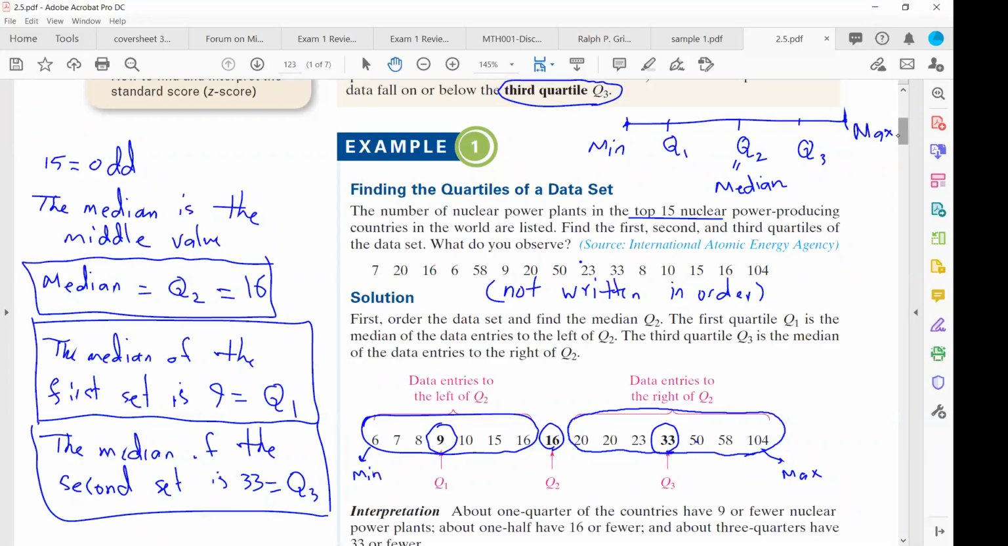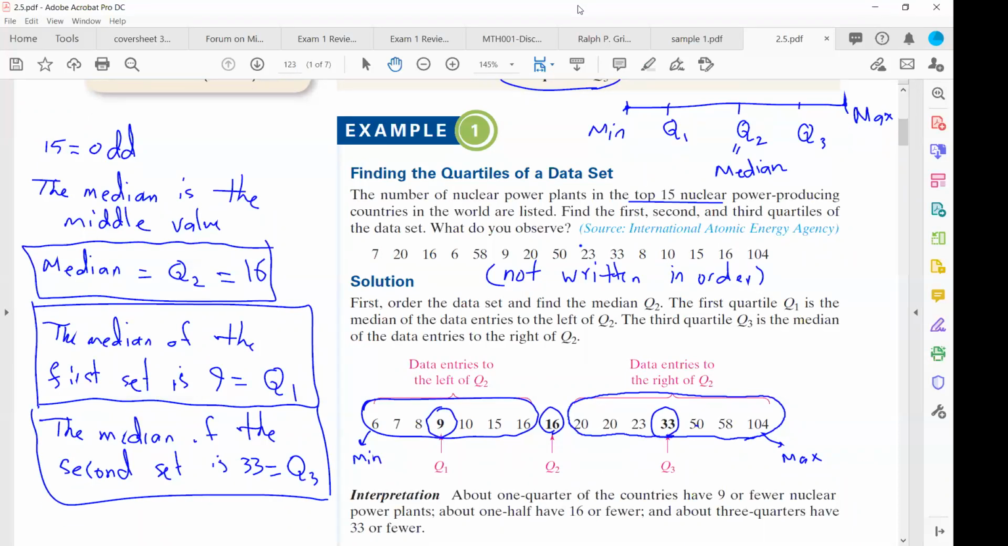Okay. Please take your time if you want to take note. 15 is an odd number. 14 is even, 16 is even, 17 is odd, and so on. We have even numbers, we have odd numbers.